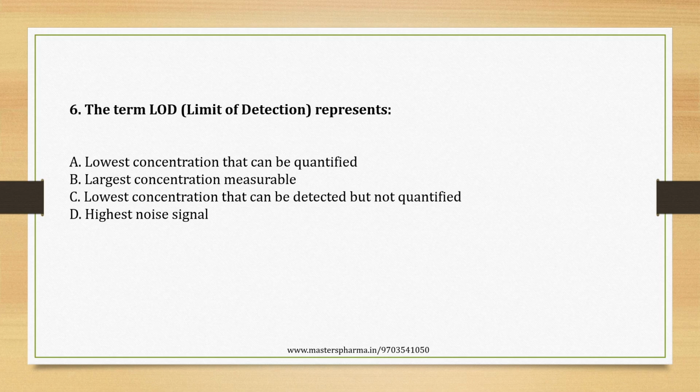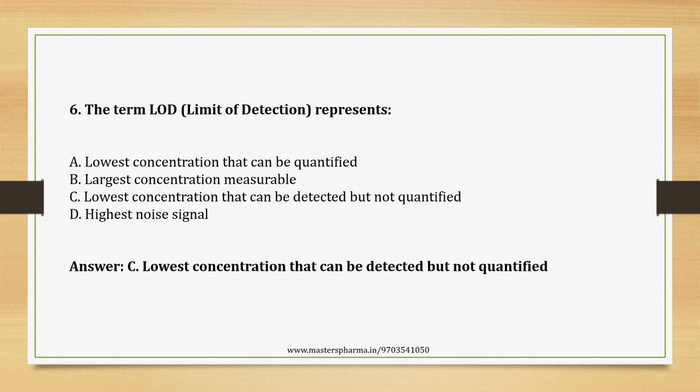The term LOD, limit of detection, represents: option A, lowest concentration that can be quantified; option B, largest concentration measurable; option D, highest noise cancellation. The correct option is option C, lowest concentration that can be detected but not quantified.